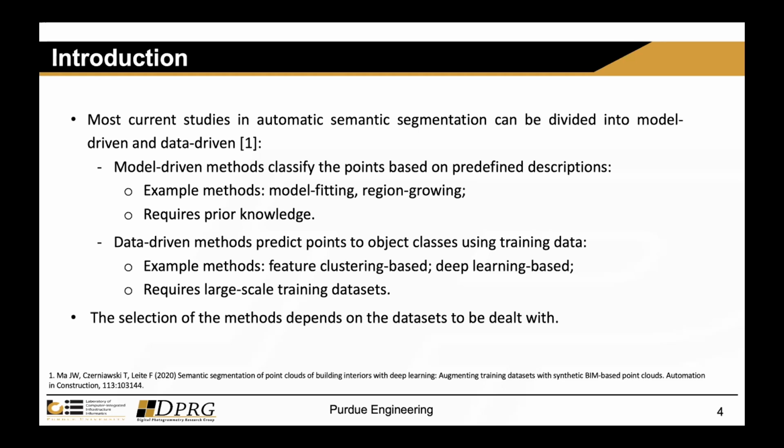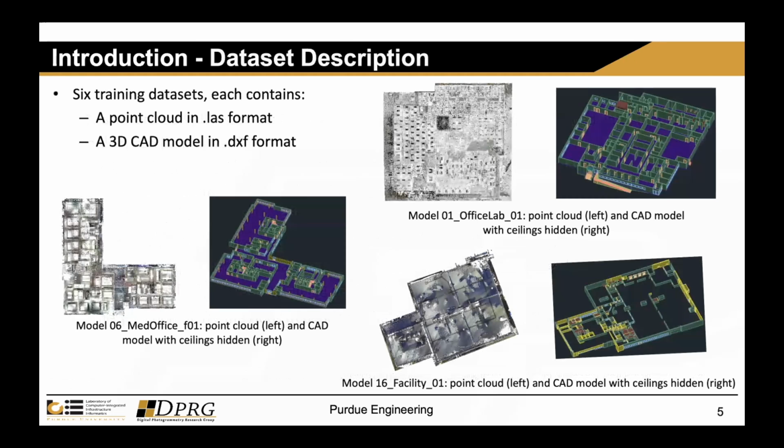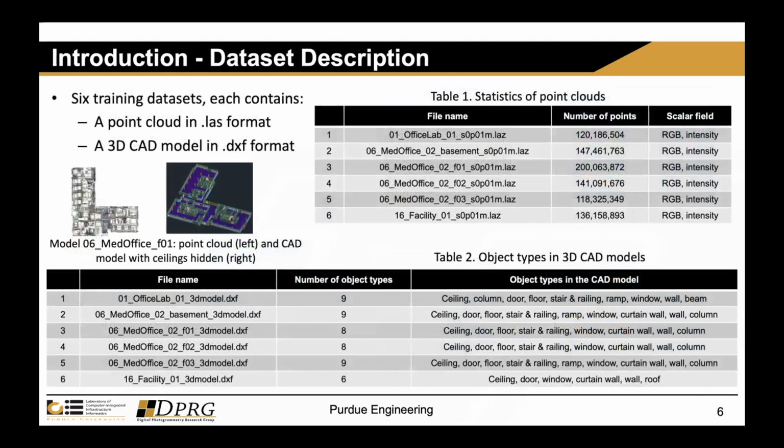So let's take a look at the data sets in this challenge. There are a total of 6 training pairs. Each contains a point cloud and a 3D CAD model of a corresponding building. Here shows 3 training pairs as examples. Besides the XYZ coordinates, the point clouds have RGB and intensity information. And in the CAD model, each building contains 6 to 9 types of structural objects, which are ceilings, floors, doors, windows, columns, stairs, etc.